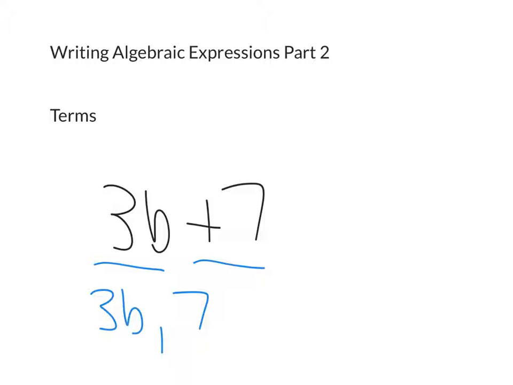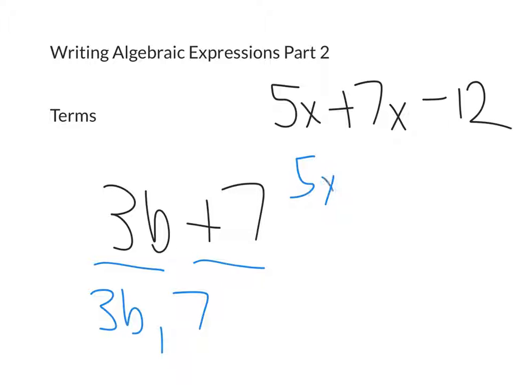I'm going to go ahead and do this a couple more times here. If I have 5x plus 7x minus 12, what I'm looking for is how many things are separated by addition or subtraction signs. So there's going to be 3 terms here. The first term is going to be 5x. Second term is going to be 7x. And the third term is going to be negative 12. We're just going to keep the signs with them. Really, it's only important when you have subtraction. So it's positive 5x, positive 7x, and then negative 12.